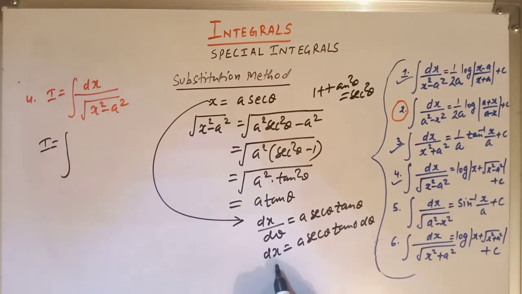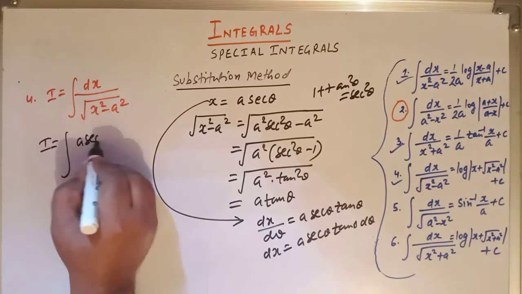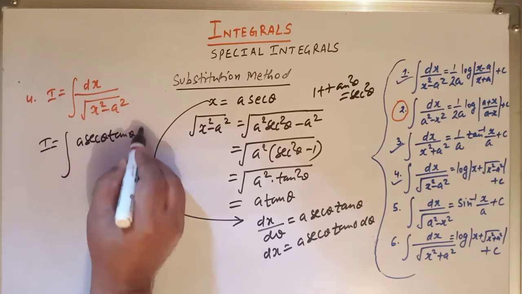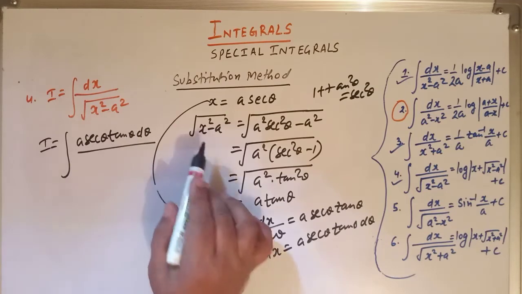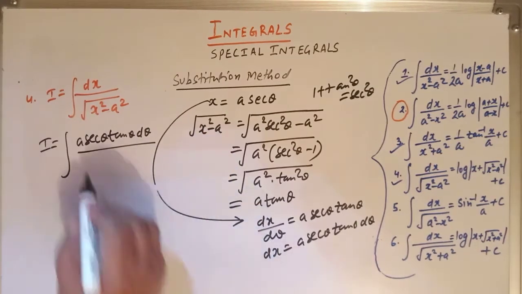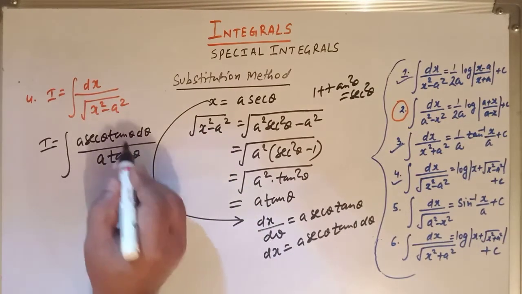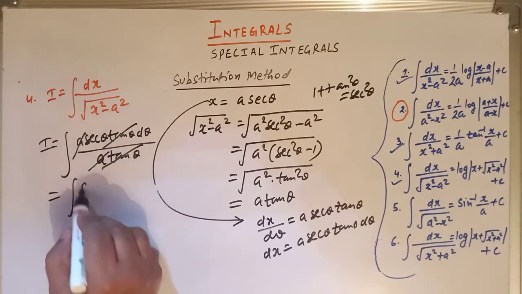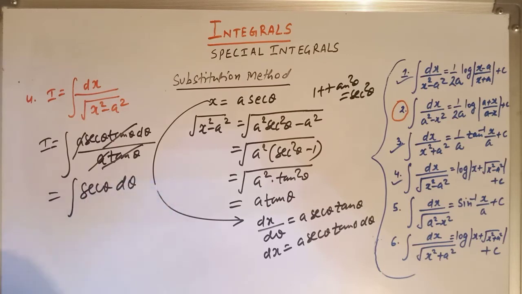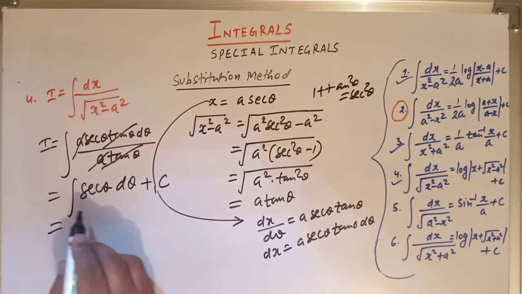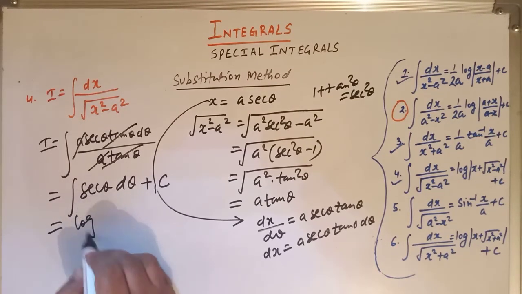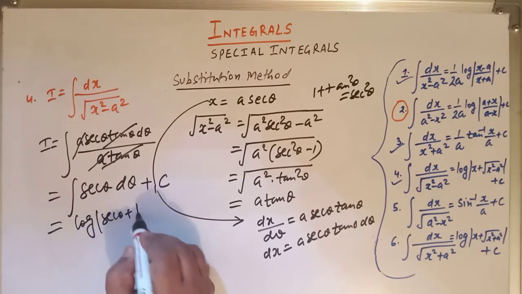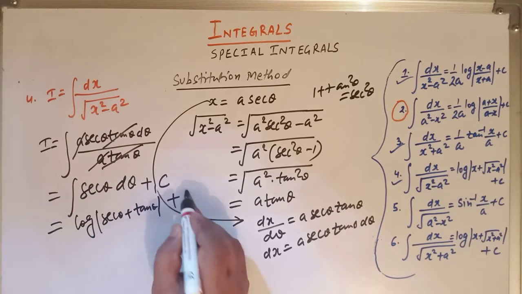So for dx we have a sec theta tan theta d theta, divided by square root of x square minus a square, which is a tan theta. So tan theta gets cancelled, similarly a gets cancelled, and we have the integral of sec theta d theta plus c. Now the integral of sec theta is log of sec theta plus tan theta, plus c.